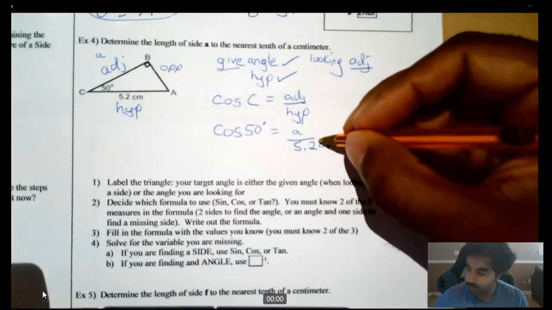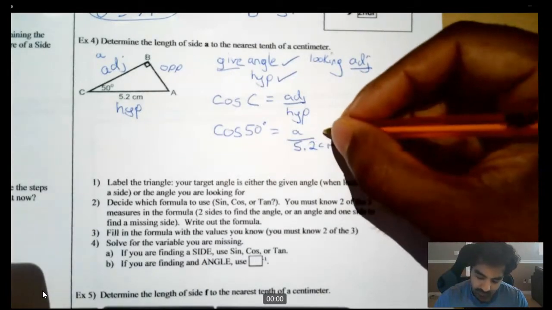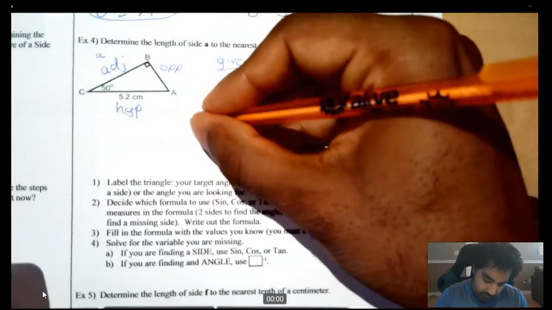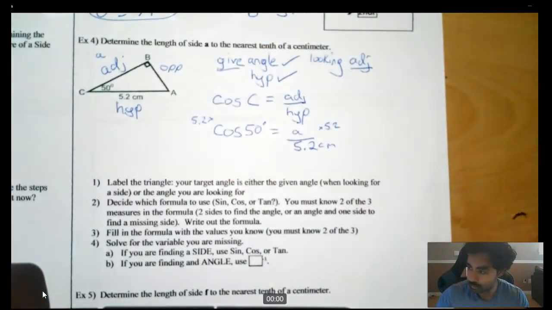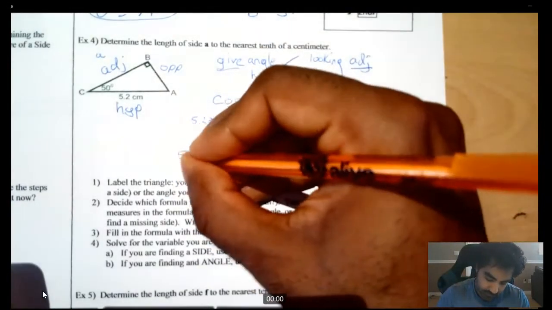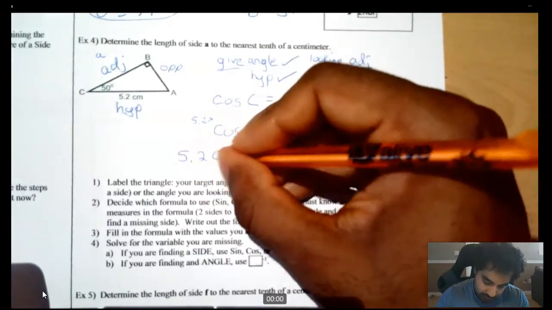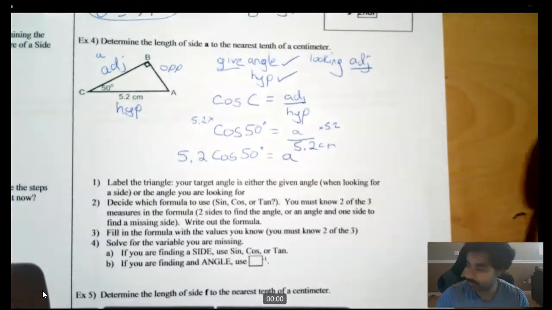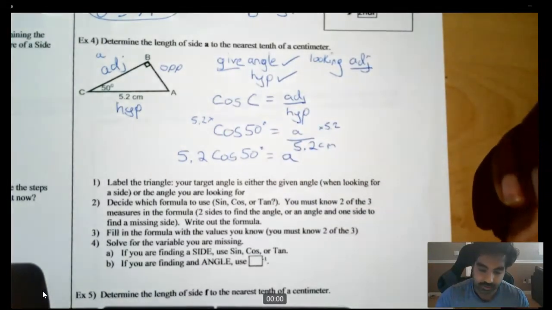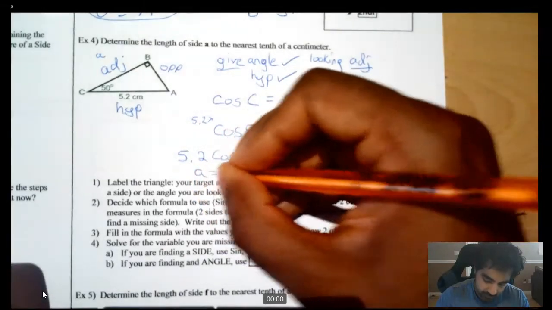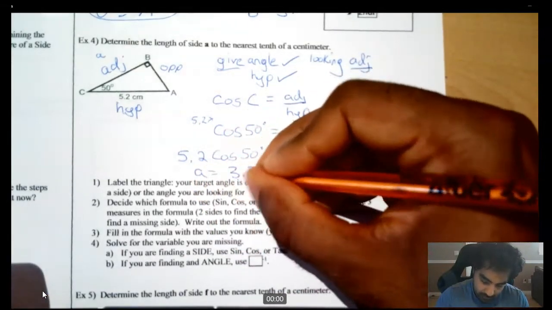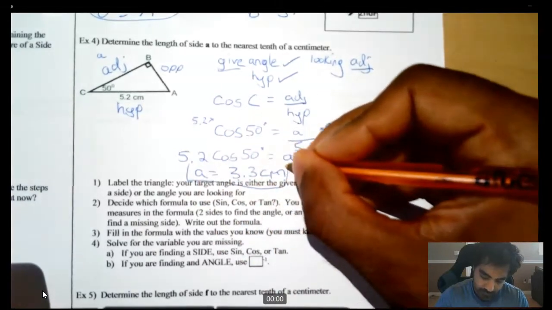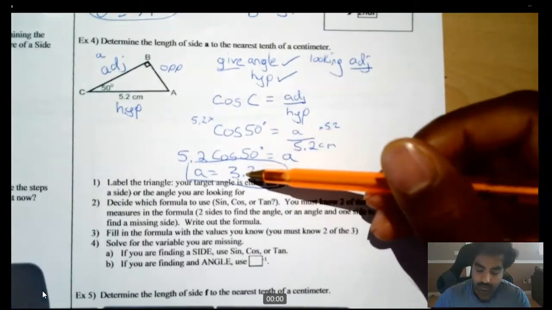So we have to do the opposite: dividing by 5.2 becomes multiplying by 5.2. So multiply by 5.2 here, meaning you have to multiply by 5.2 here too. And then I'll rewrite that. It's going to be 5.2 multiplied by cos 50 degrees is equal to A. And finally, if you type that into your calculator, you'll get A is equal to 3.3 centimeters.